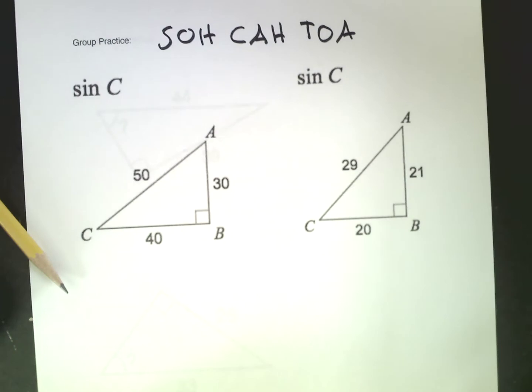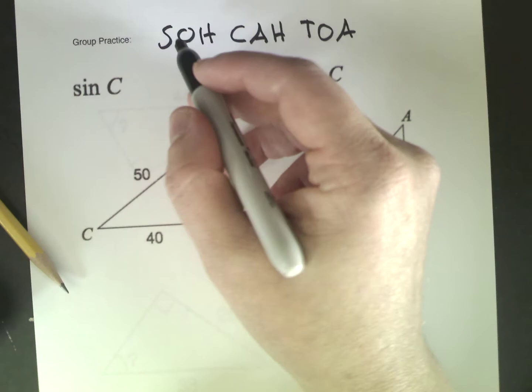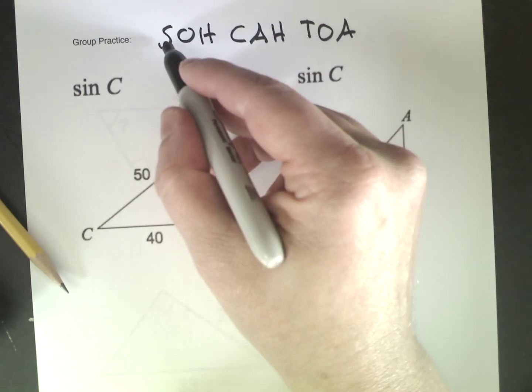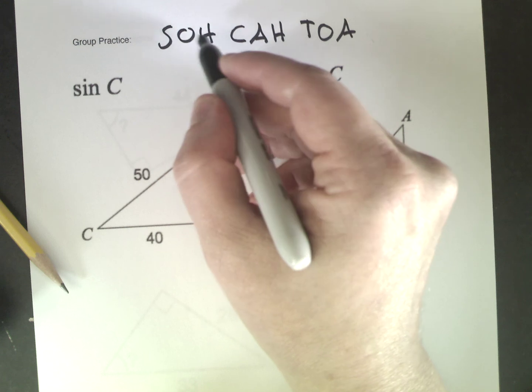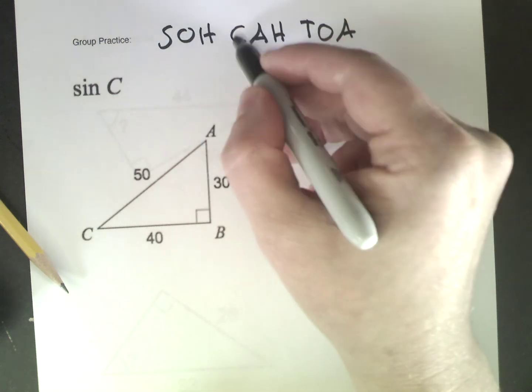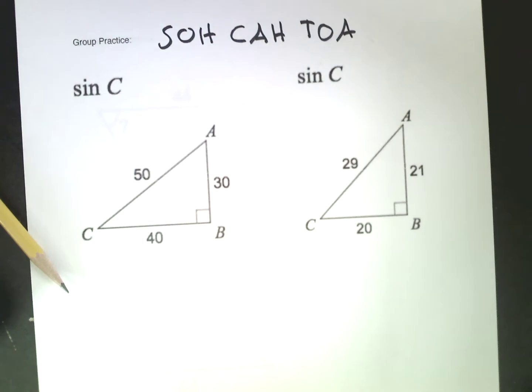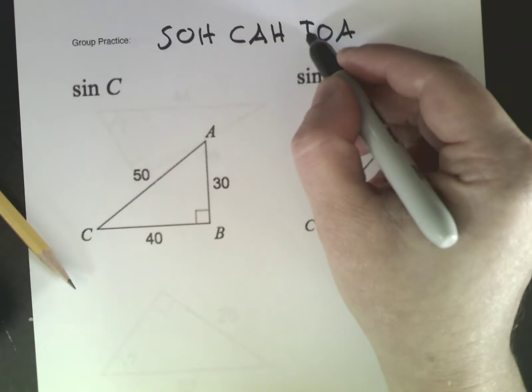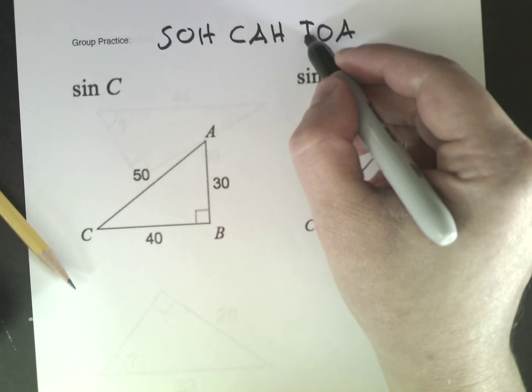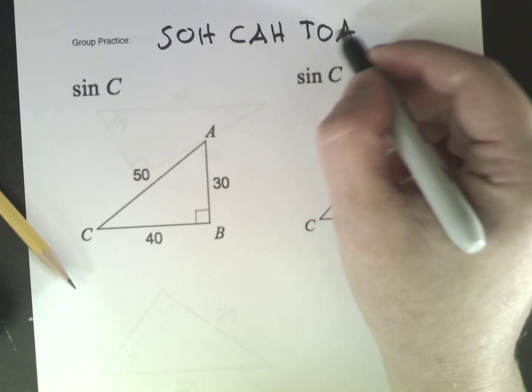The big thing we learned from yesterday was this magic word, SOHCAHTOA. If you need to be reminded, SO stands for sine of theta equals opposite over hypotenuse. Cosine of theta equals adjacent over hypotenuse. And TOA stands for tangent of theta equals opposite over adjacent.